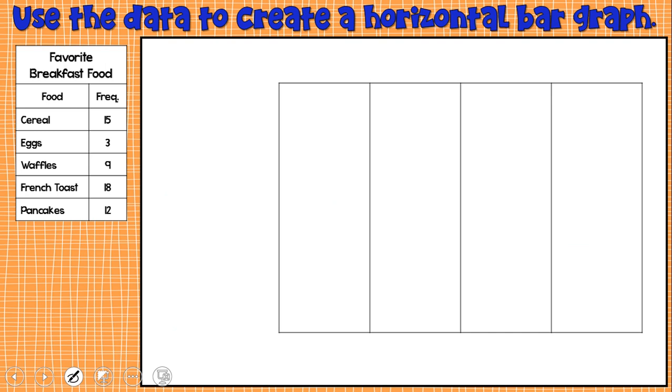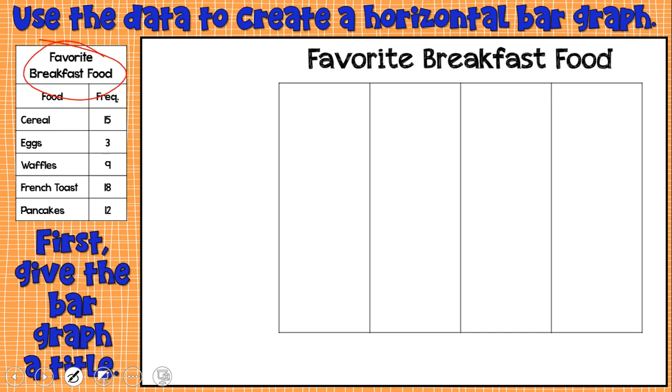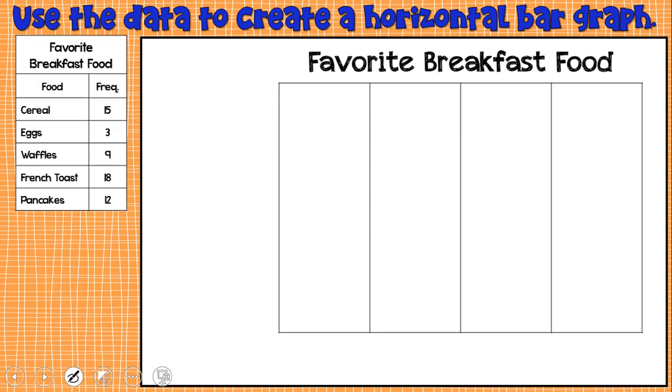So now we're going to create a horizontal bar graph. Remember, you can do it with me for practice, or you can just sit back and relax. So now we're looking at favorite breakfast food. So remember, first step, we put in our title.